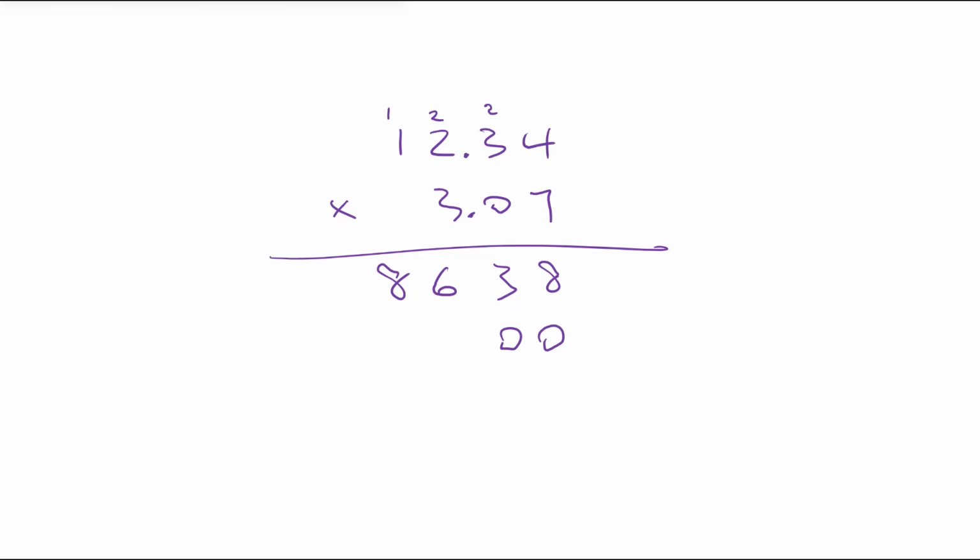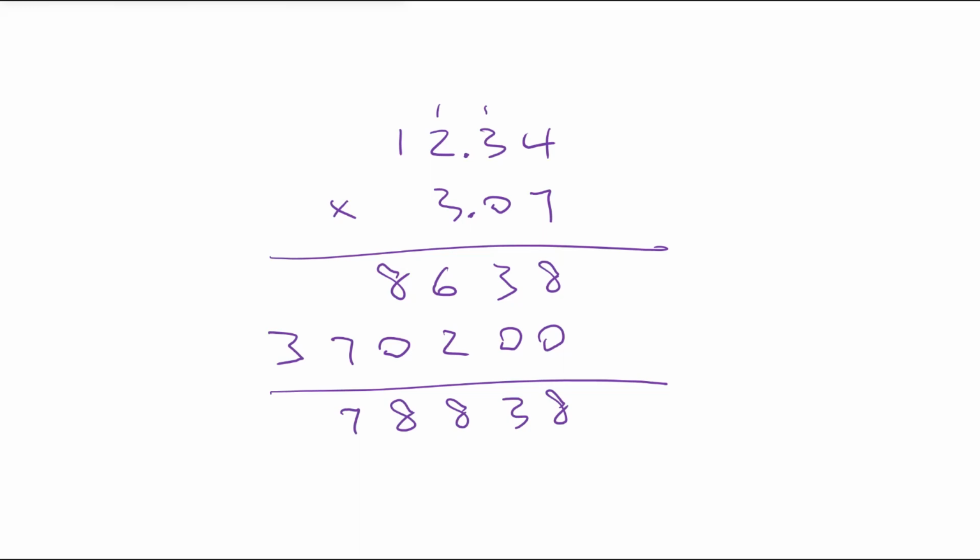So 3 4s, wait, let's get rid of those numbers that were carried so we can carry fresh numbers. 3 4s are 12, carry the 1. 3 3s are 9, plus the 1 is 10, carry the 1. 2 3s are 6, plus the 1 is 7, and 1 3, well, that's just 3, isn't it? And now we add these two numbers together. So we have 8, we have a 3, we have an 8, we have an 8, a 7, and a 3. Those are the digits.